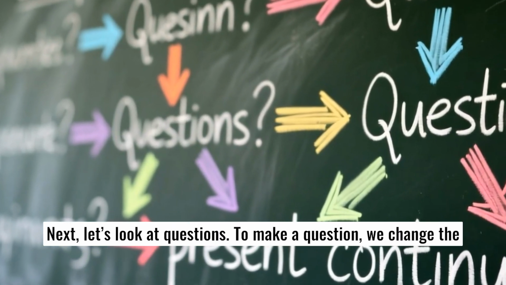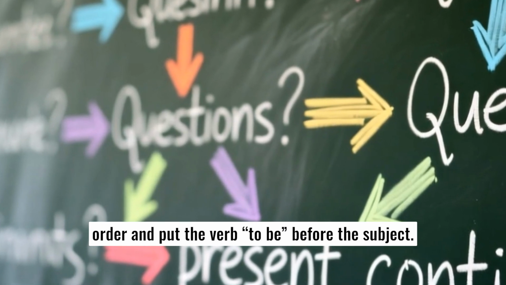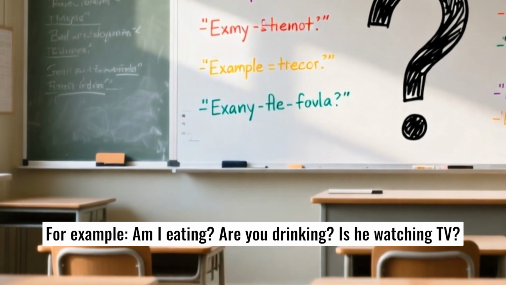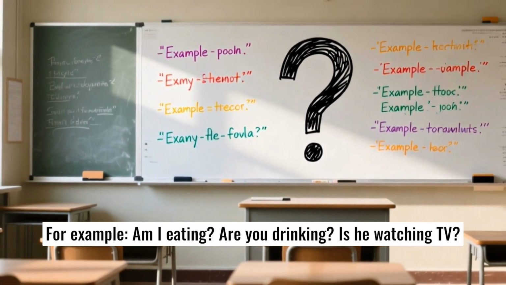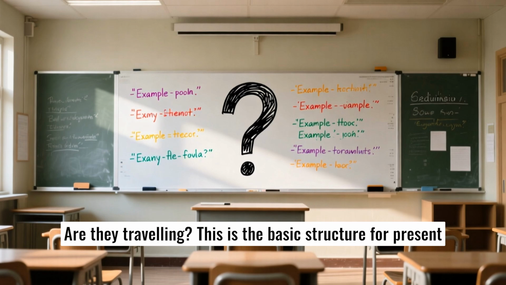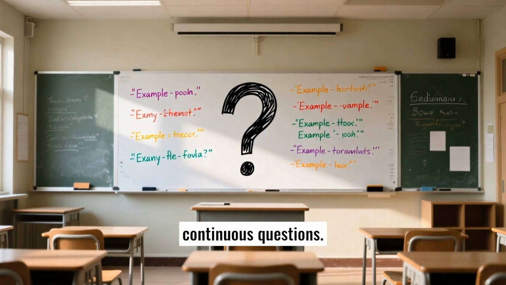Next, let's look at questions. To make a question, we change the order and put the verb to be before the subject. For example, am I eating? Are you drinking? Is he watching TV? Are they traveling? This is the basic structure for present continuous questions.